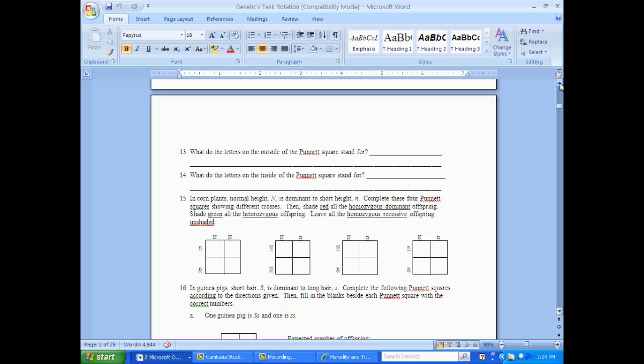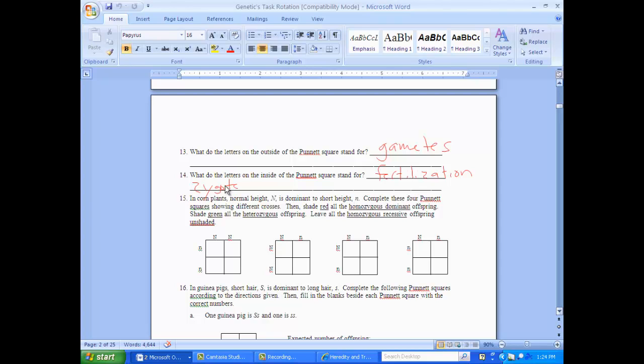What do the letters on the outside of the Punnett square stand for? I just answered that. The gametes. That is the sperm and the egg cells. What do the letters on the inside of the Punnett square stand for? Fertilization or the embryo that's going to result from that. There's different stages of development of that. I guess zygote would be the best answer. It's the first stage.